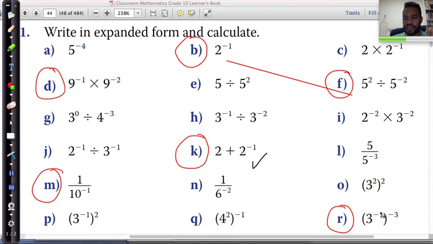Okay, one more. 3 to the negative 1 raised to the negative 3.